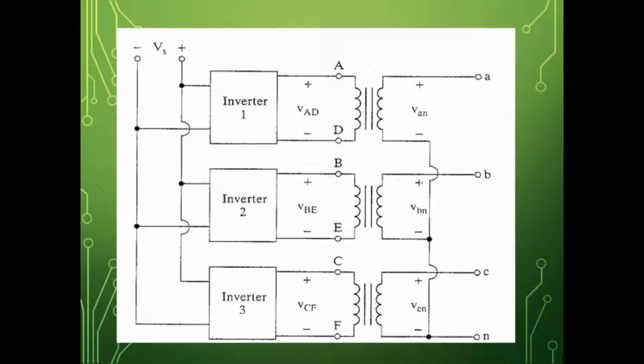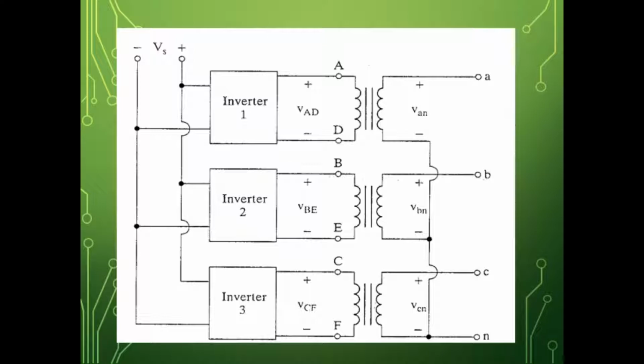So the gating signals of the single-phase inverters should be either advanced or delayed by 120 degree with respect to each other in order to obtain a three-phase balanced voltage. So the transformer primary windings must be isolated from each other, whereas the secondary windings can be connected either in star or delta. Usually the transformer secondary is connected in delta so that we can eliminate the triplen harmonics, that is n equal to 3, 6, 9, which appear on the output voltage.